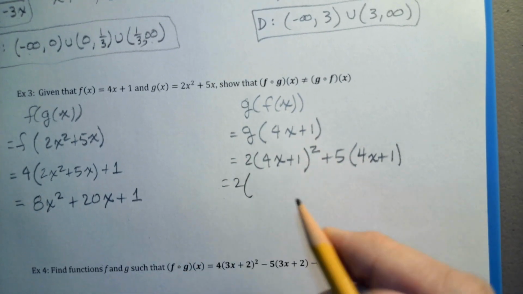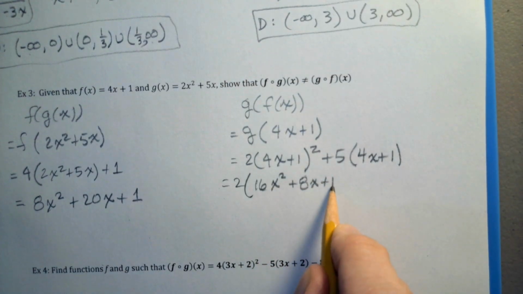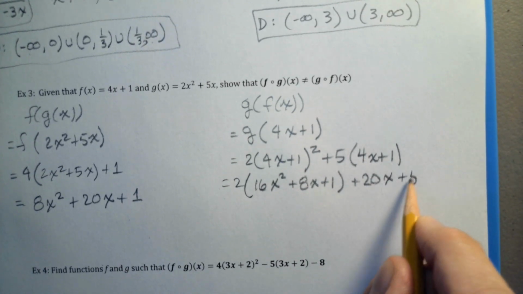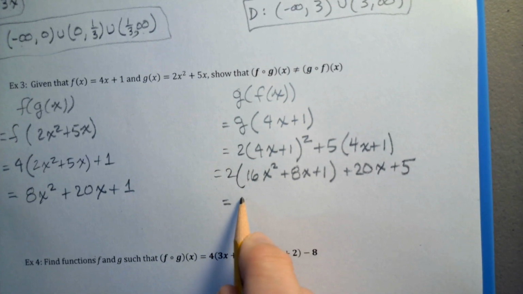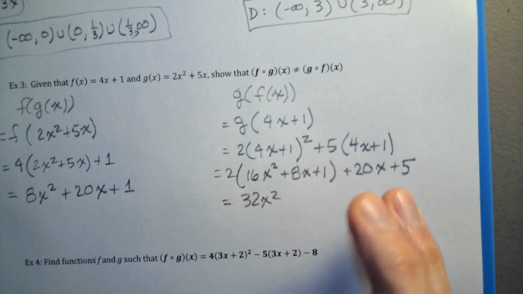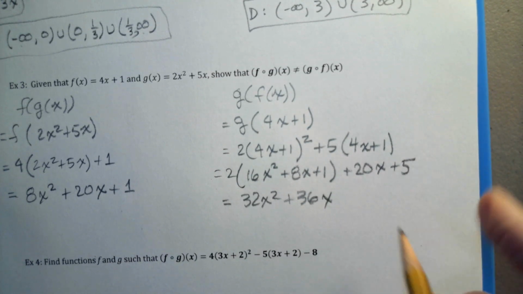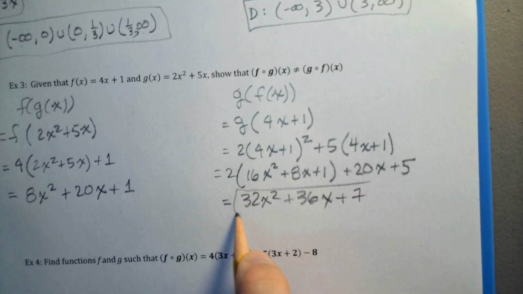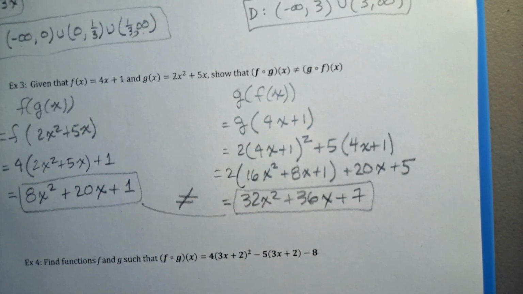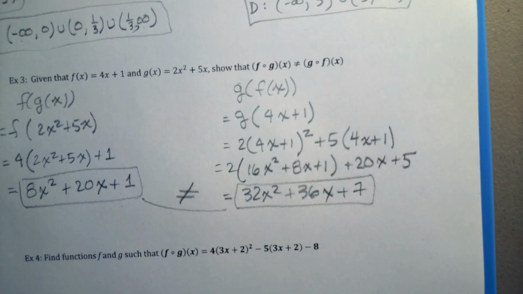Let's leave the 2 out in front still. 16x squared plus 8x plus 1. Let's go ahead and distribute this. 20x plus 5. And so this is going to be what? 32x squared plus 16x plus the 20, let's just write that as 36x, plus 2 plus the 5, that's 7. So we can clearly see that this and this are not equal. So yeah, f of g of x and g of f of x are not the same.